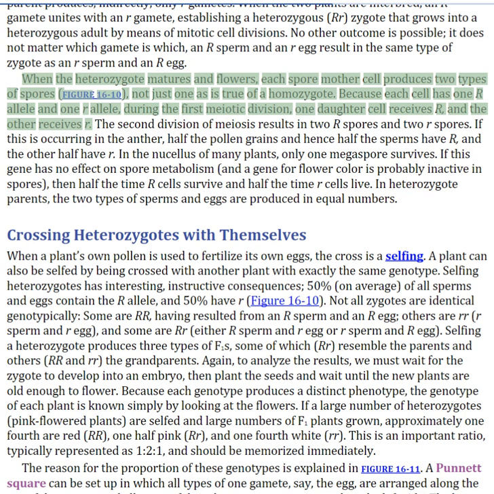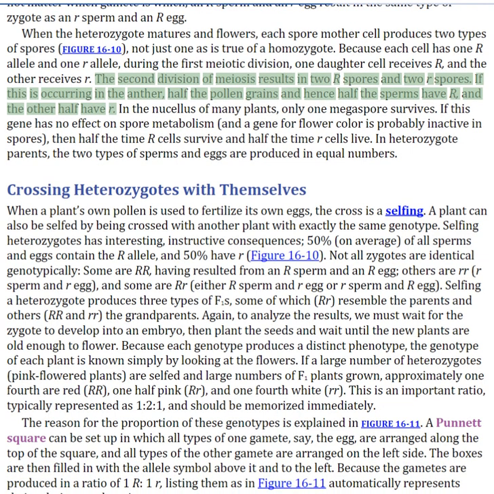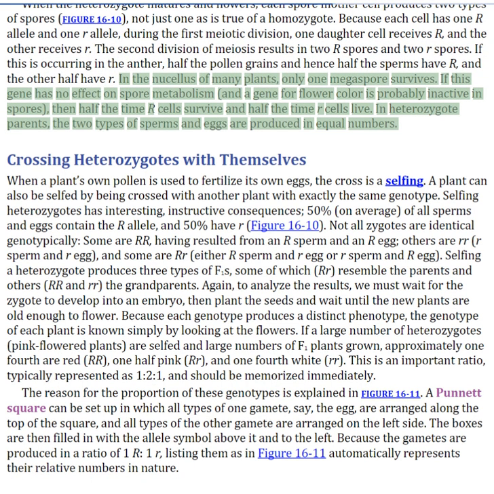When the heterozygote matures and flowers, each spore mother cell produces two types of spores, not just one as is true of a homozygote. Because each cell has one R allele and one r allele, during the first meiotic division, one daughter cell receives R, and the other receives r. The second division of meiosis results in two R spores and two r spores. If this is occurring in the anther, half the pollen grains and hence half the sperms have R, and the other half have r. In the nucellus of many plants, only one megaspore survives.